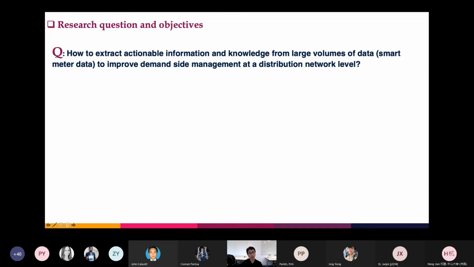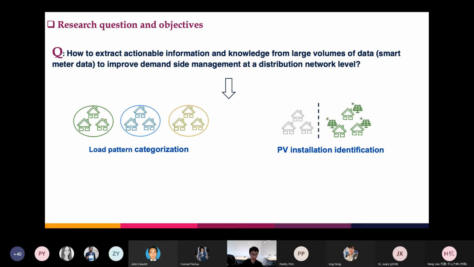So what's my research question and objective here? In the UK, 50% of households have been equipped with smart meters, and the utilities have large volumes of data. But how can we extract actionable information and knowledge from this data, so that we can improve demand-side management at a distribution network level?